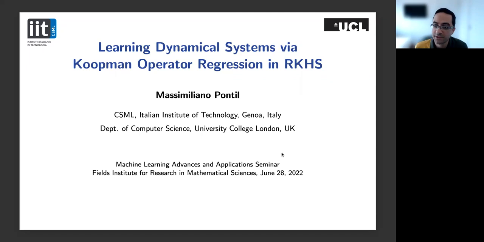He's a senior researcher at the Italian Institute of Technology and a professor of computational statistics and machine learning at University College London, and also a co-director of ELLIS Unit Genoa. He's been active in machine learning research for over 20 years, working on theory and algorithms, including the areas of kernel methods, multitask and transfer learning, online learning, sparsity, regularization, and statistical learning theory. Today, he's presenting his recent works on learning dynamical systems via Koopman operator regression in reproducing kernel Hilbert spaces.